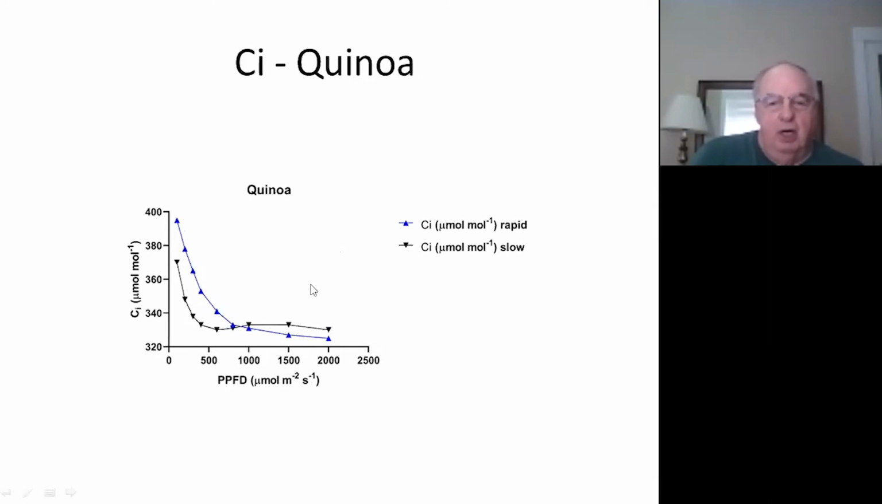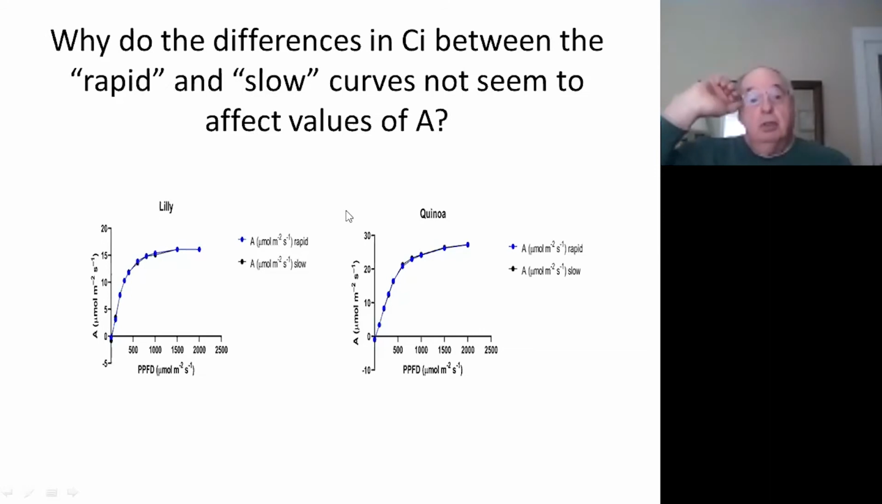And the same is true in quinoa. Again, at the high end, they're virtually indistinguishable, but at the bottom end, in both cases, CI is going up substantially, and it's different between the two rates of change. So why do these differences in CI between the rapid and slow curves not seem to affect the values of assimilation rate at each step? And this is just a reminder that both for Lilly and quinoa, the rapid versus slow A versus PPFD curves were indistinguishable for both rates of step downs in PPFD.